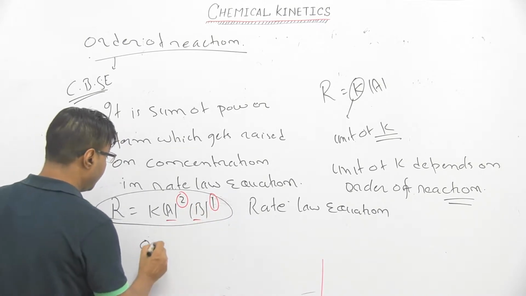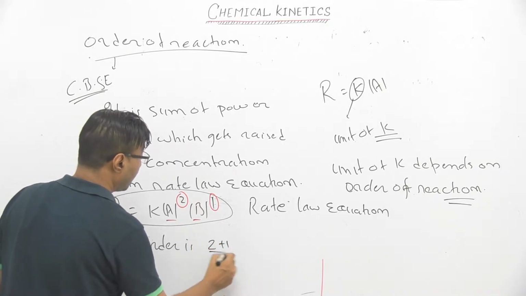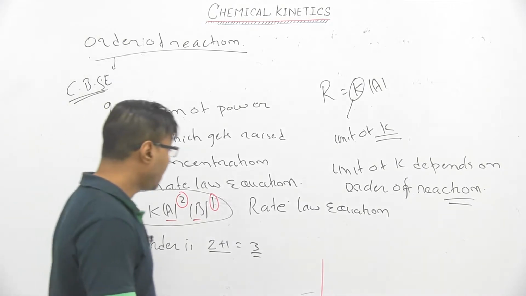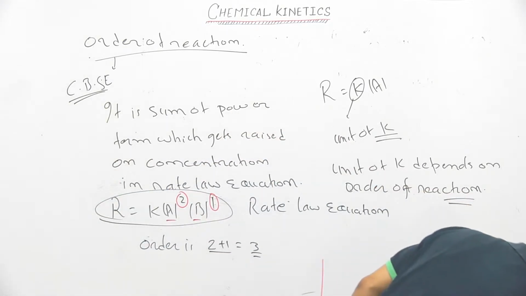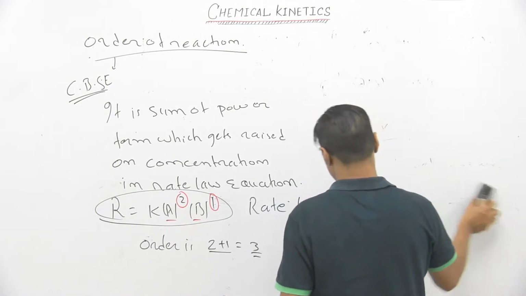So order is 2 plus 1, that is 3. This is a third order reaction. This is the definition of order that you have read in CBSE books.